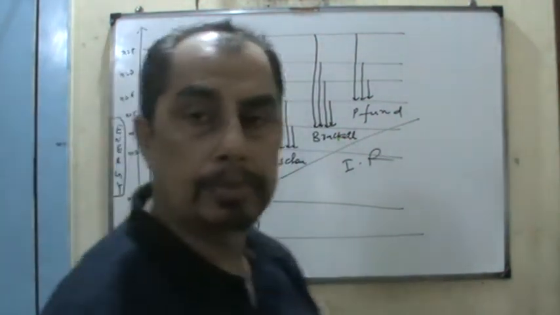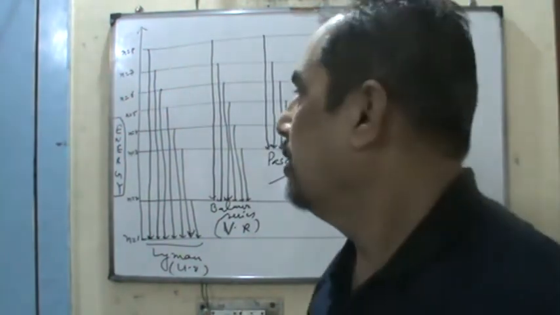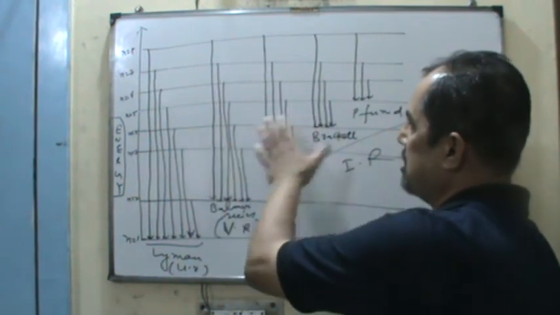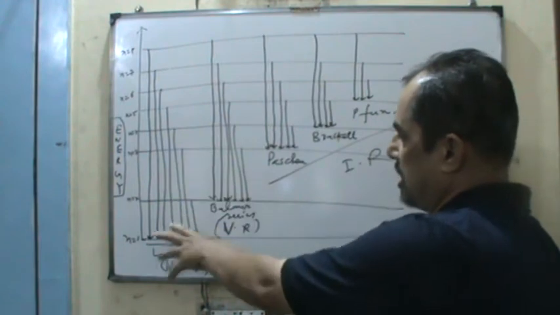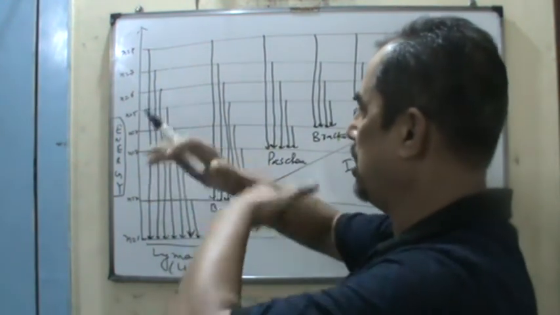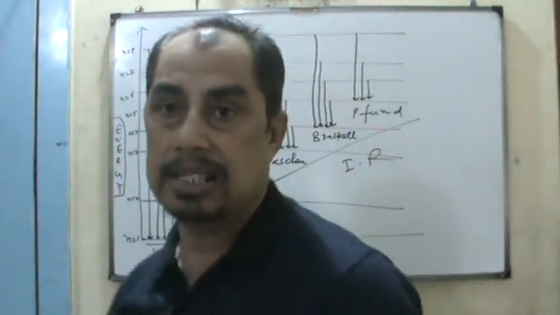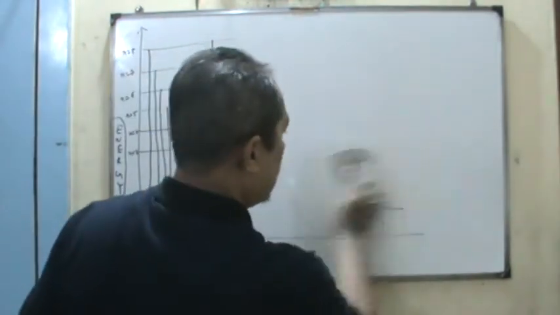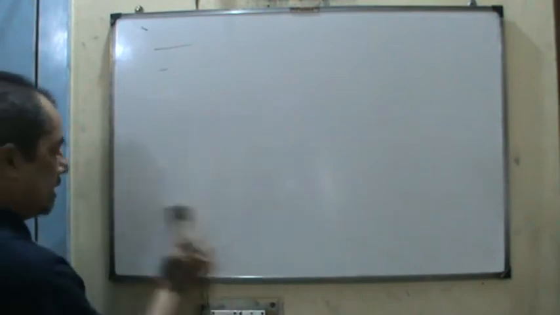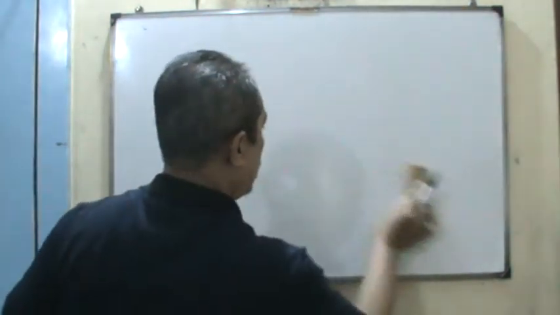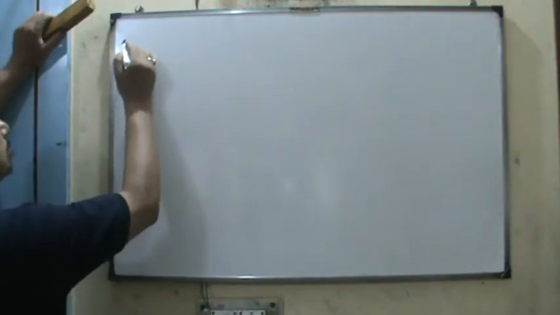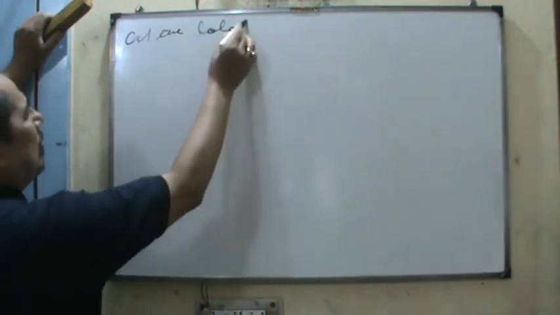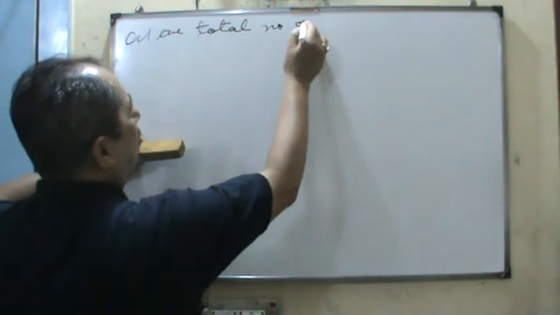What we observe is that the number of lines reduces gradually because it is difficult to excite the electron from low energy to a very far high energy, but since the first lines are very close, 1 and 2, 2 and 3, 3 and 4, different spectral lines are formed. How do we calculate the spectral lines if the value of n is 6, suppose? Calculate the total number of spectral lines.